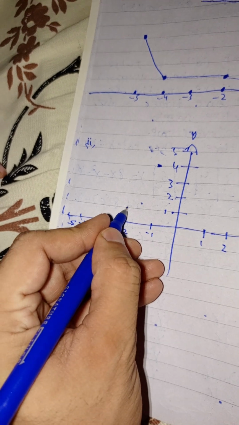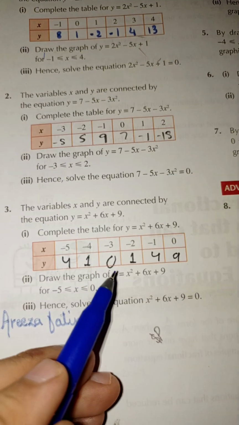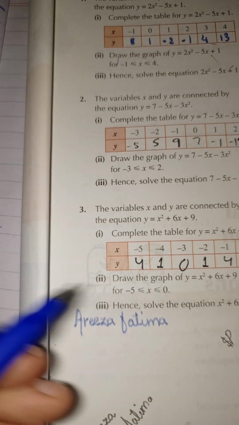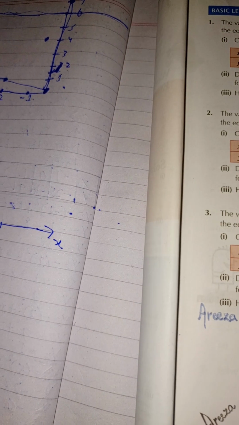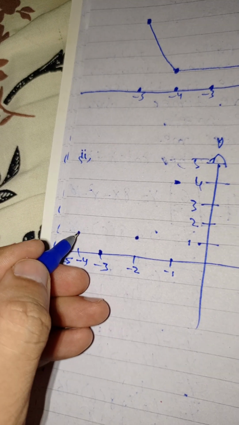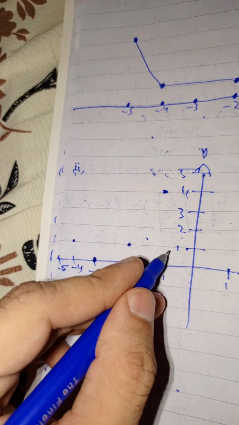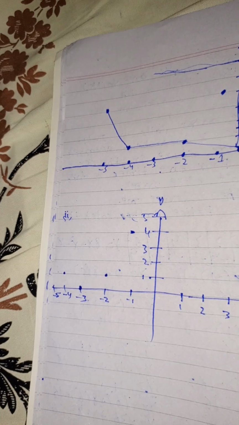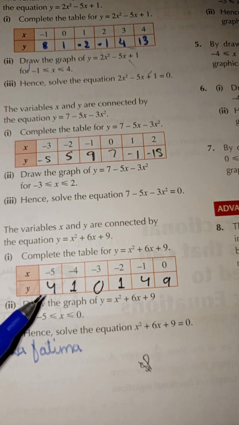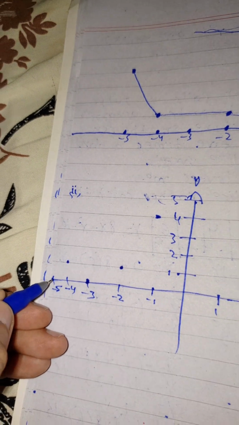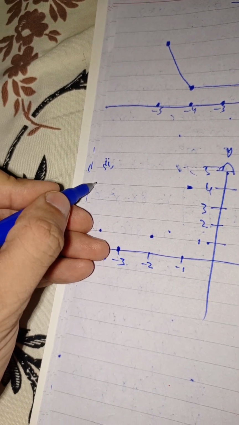So here is positive 1. At minus 3 we get 0. At minus 4 we get positive 1 again, as you can see. And at minus 5 we get the value positive 4.